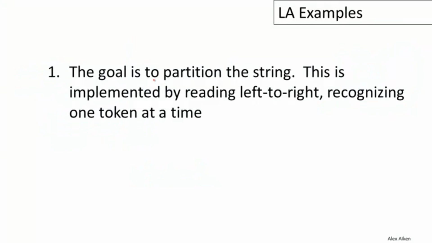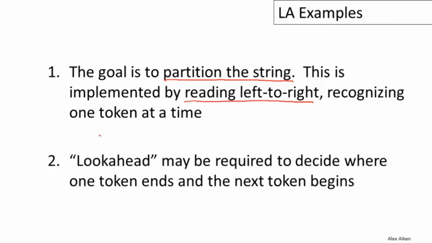But this example does help us understand better what we're trying to do in lexical analysis. As I said, the goal is to partition the string. We're trying to divide the string up into the logical units of the language. This is implemented by reading left to right, so we're doing a left to right scan over the input, recognizing one token at a time. Because of that, look ahead may be required to decide where one token ends and the next token begins. Again, I want to stress that look ahead is always needed, but we would like to minimize it. In fact, we'd like to bound it to some constant because that will simplify the implementation of the lexical analyzer quite a bit.